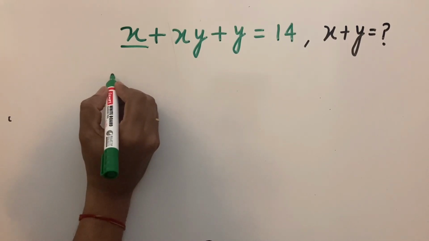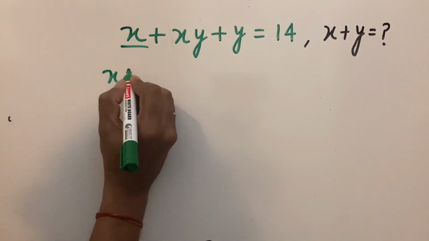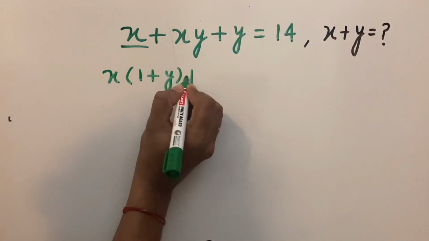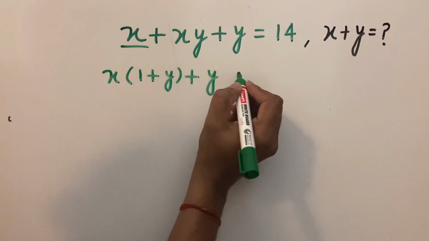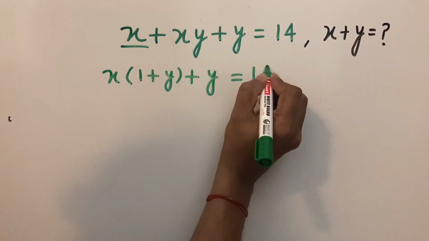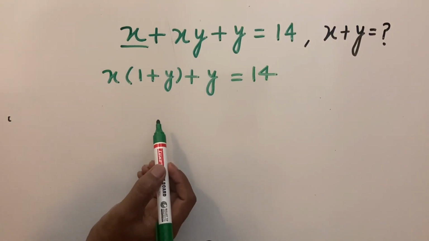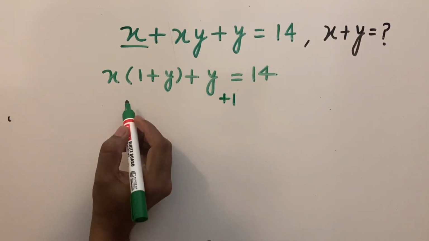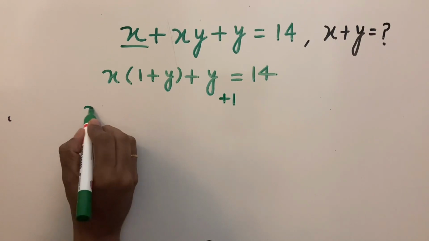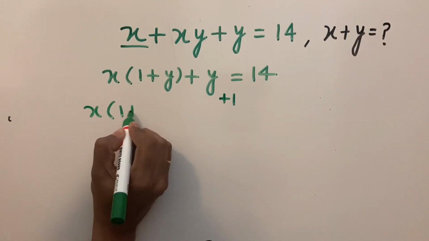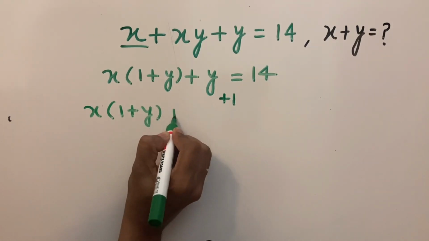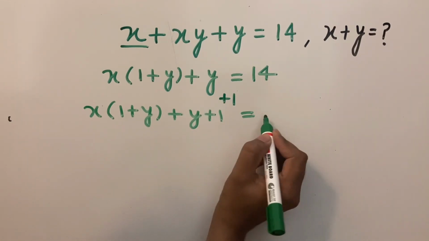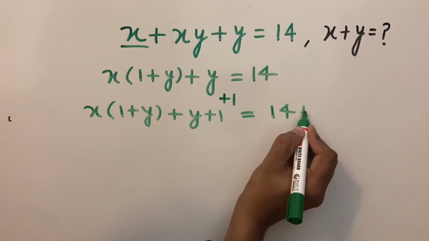So this expression becomes x(1 plus y) plus y equals 40. Now add plus 1 on both sides of the equation. Then this expression becomes x(1 plus y) plus y plus 1 equals 40 plus 1.